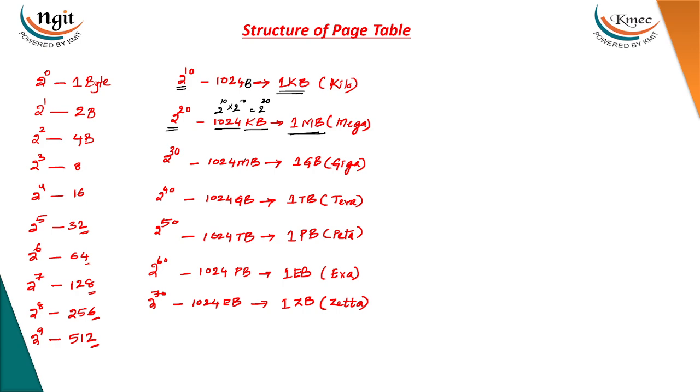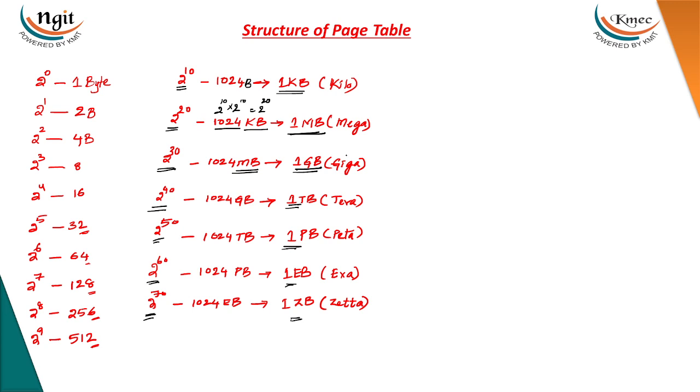1 MB. So 1024 of such MBs, we will call it 1 GB, that is 2 to the power of 30. Then 2 to the power of 40, we will call it 1 terabyte. 2 to the power of 50 is 1 petabyte. 2 to the power of 60 is 1 exabyte. 2 to the power of 70 is 1 zettabyte. We have 32-bit systems and 64-bit systems, so it is enough to know until 2 to the power of 70.